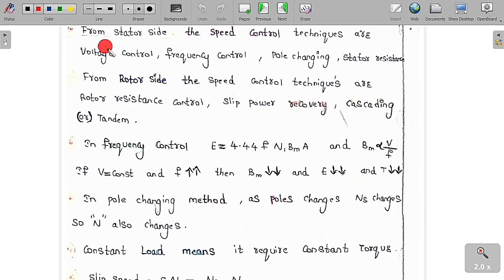Now we will discuss another important point. From the stator side, the speed control techniques are voltage control, frequency control, pole changing, and stator resistance. From the rotor side, the speed control techniques are rotor resistance control, slip power recovery, and cascading or tandem. So these are the different types of speed controls from the stator and from the rotor.